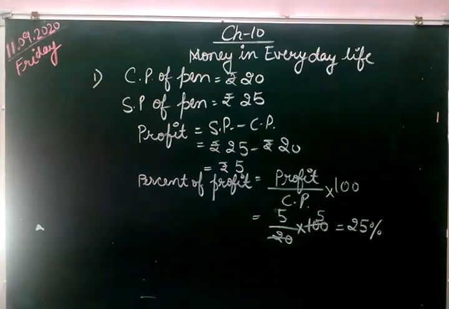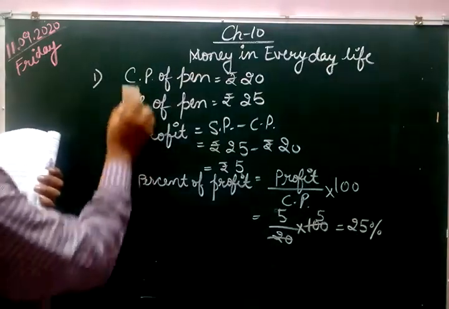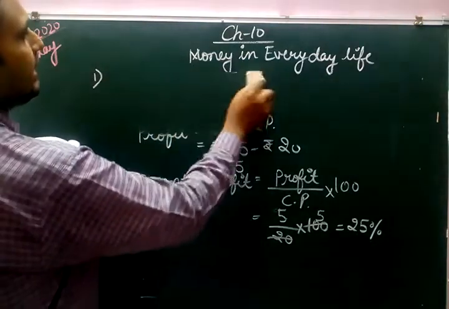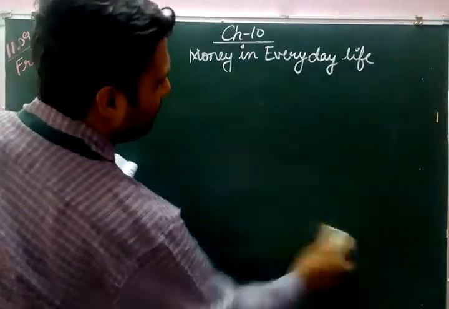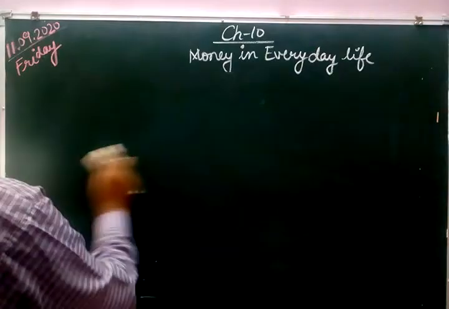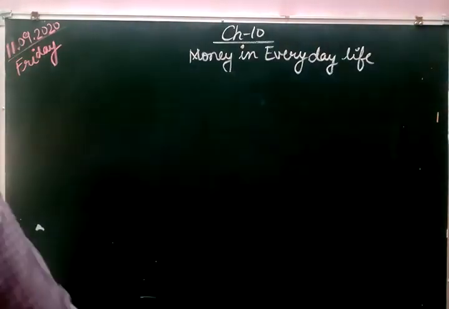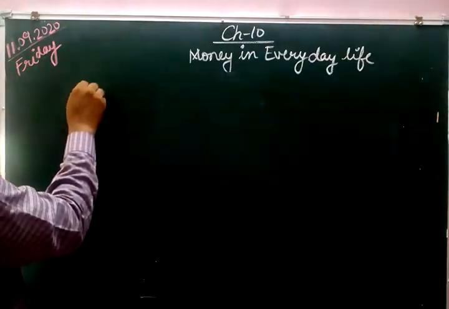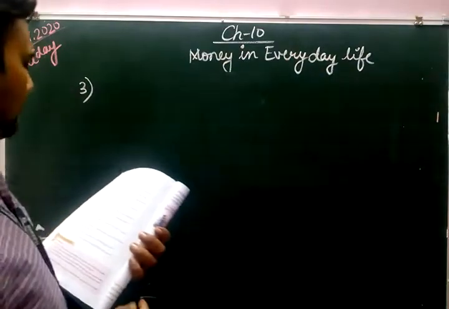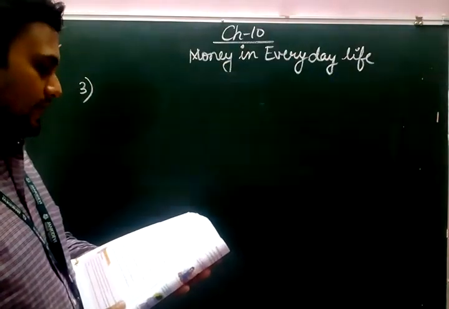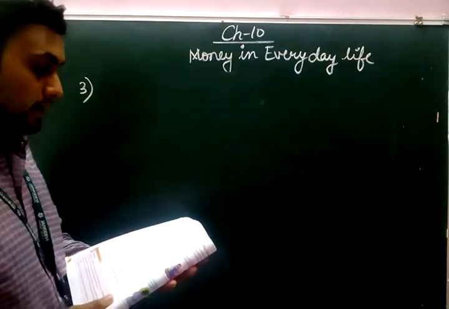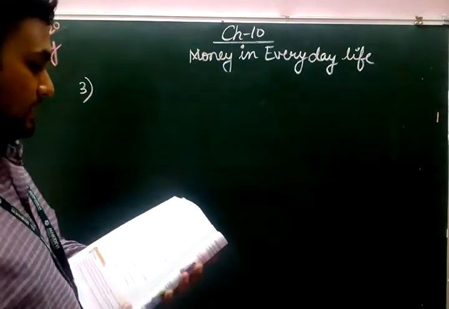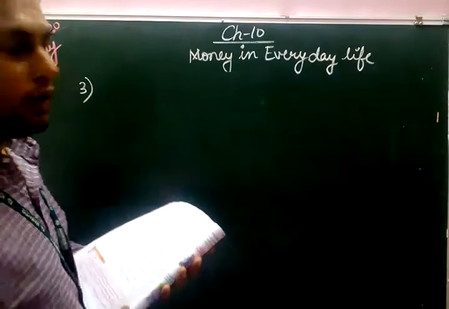Now students, we will take the third question of exercise 10.3. These are the book questions of your exercise 10.3. So I am taking the third question. Ganesh bought a scooter for rupees 45,000 and sold it for rupees 40,000. Find his loss percent. You have to find the loss percent.